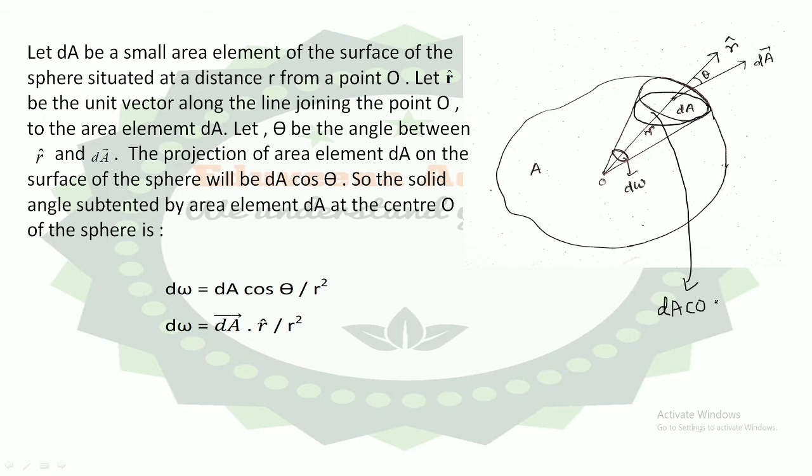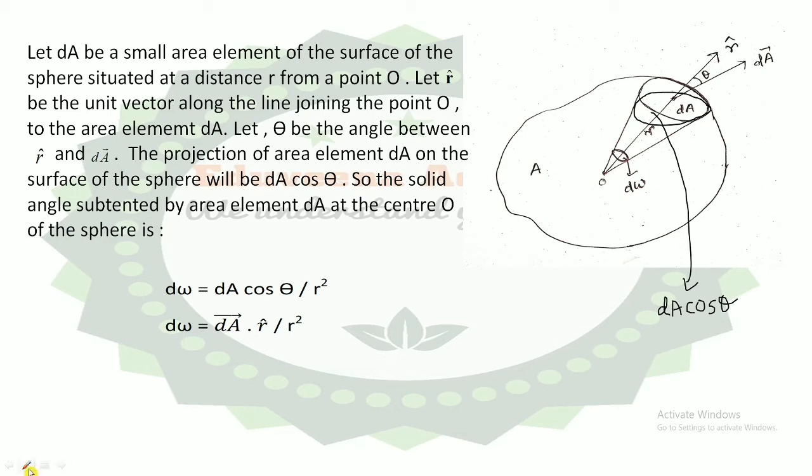This is the projection of dA on the surface of the sphere. So these two planes differ by an angle theta. So this is dA, this is dA cos theta. So dA cos theta is the projection of area element dA on the surface of the sphere.